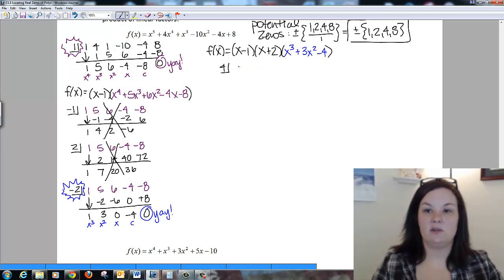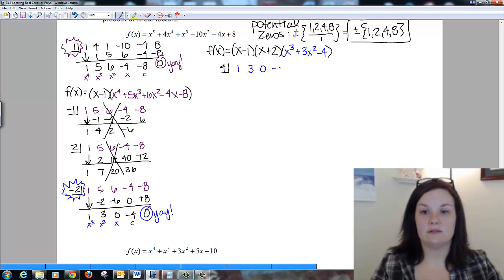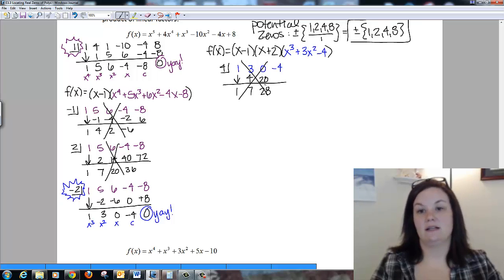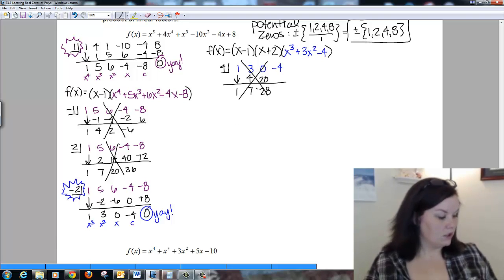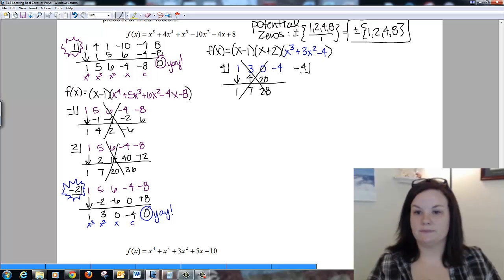I'm going to try 4. And this time I'm continuing on with my blue numbers, which would be 1, 3. I don't have an x term, so 0 and -4. I draw my line, bring my first one down. 1 times 4 is 4, which gives me 7. 7 times 4 is 28, which gives me 28. 28 times 4 is not going to give me a 0, so that one doesn't work. Let's look at -4. If I plug -4 in using my blue numbers, I have 1, 3, 0, -4.